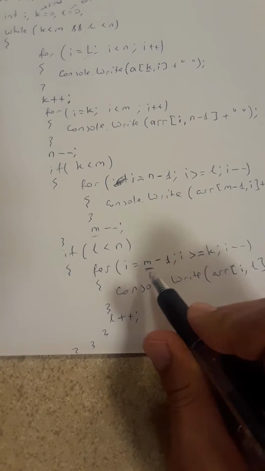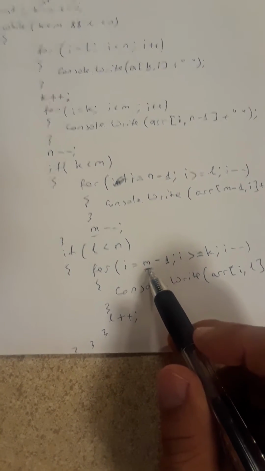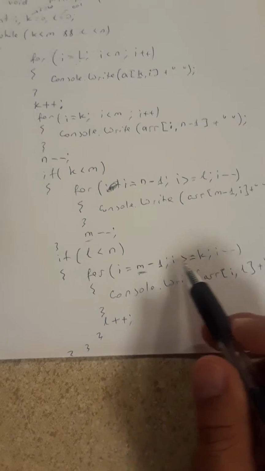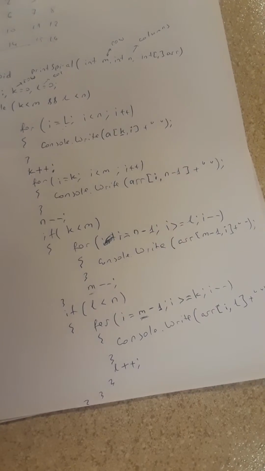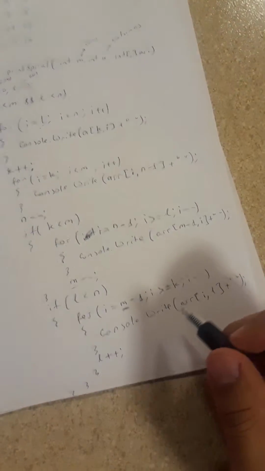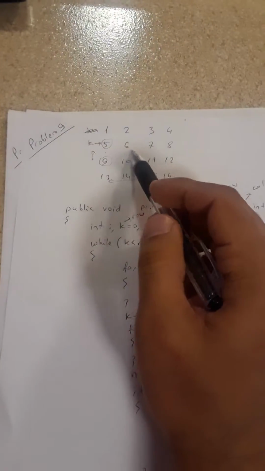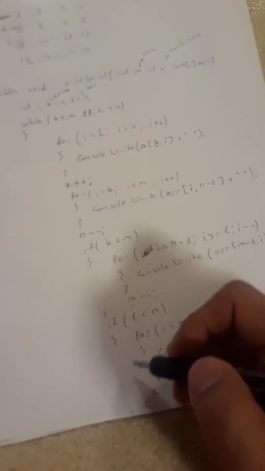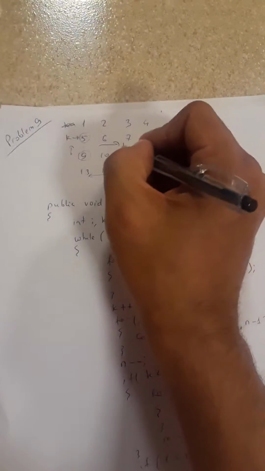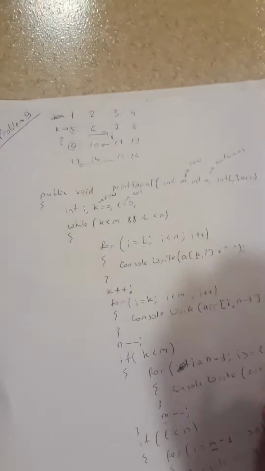Okay, so here we're starting from the last row and going up and printing all elements. So we're again using this while loop, and we will print all elements in this direction.